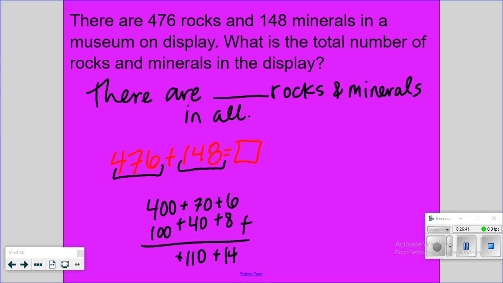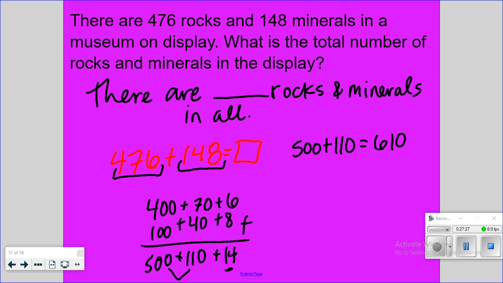Now we have 400 plus 100. Sean? 500. Very good. Now this gets tricky. How do I put that number back into standard form? Let's do one step at a time. Let's start with 500 and 110. What is 500 plus 110? Elena? 610. Very good.